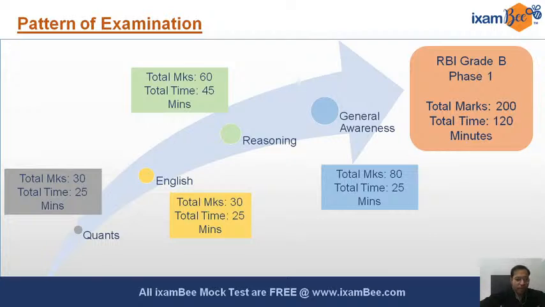However, given the full marks and the paucity of time, you won't be able to attempt too much in quants and reasoning for that matter. That effectively reduces the total marks you can score to somewhere around 40 to 45 marks in reasoning, and quants is effectively 20 to 25 marks, assuming that you are good in both of these.